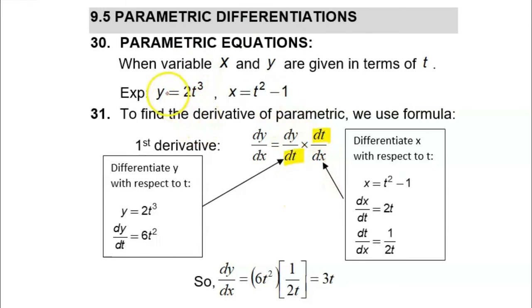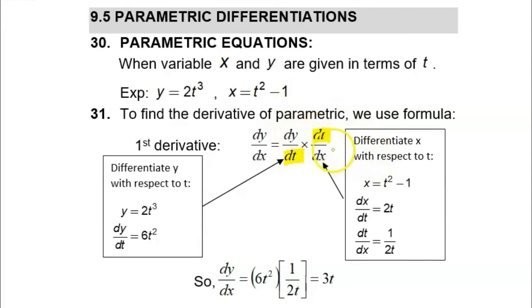So, for the equation y equals 2t cubed, we differentiate y with respect to t, which equals 6t squared. For the equation x equals t squared minus 1, we differentiate x with respect to t, which equals 2t. Let us see the example here.